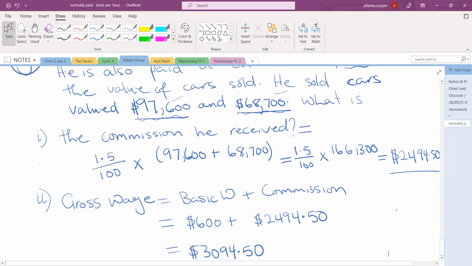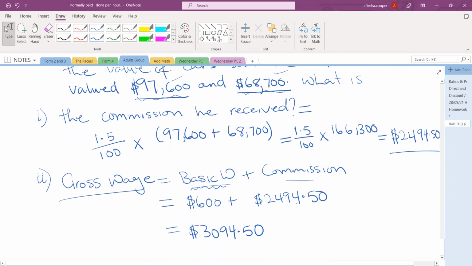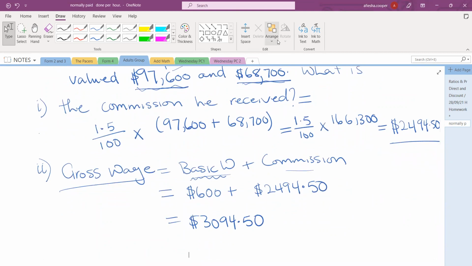$2,494.50. Now his gross wage is just his basic wage plus the commission, and his basic wage is his pay regardless of what he sells, which is $600 plus the commission we would have worked out earlier, which is $3,094.50.